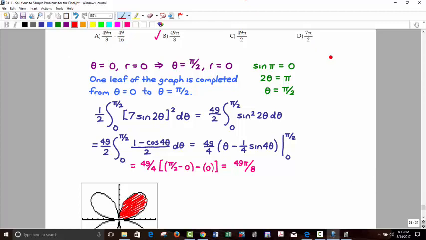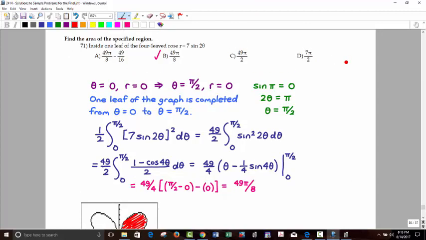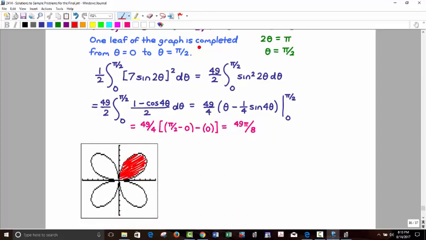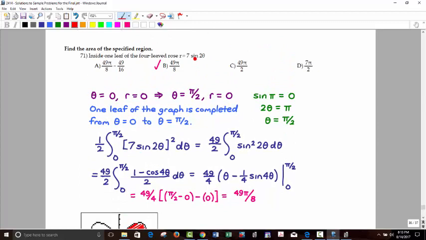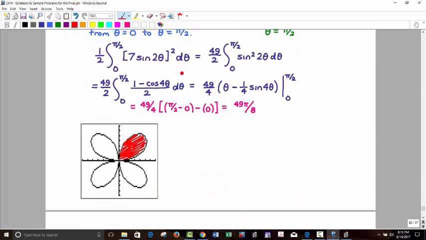Okay. They're going to be different because whenever you're dealing with sine and you put 0 in for theta, that means your graph will start at the origin because sine of 0 is 0, 7 times 0 is 0, so r will be 0. Now what we have to do is figure out what's the value for theta where it completes that loop.